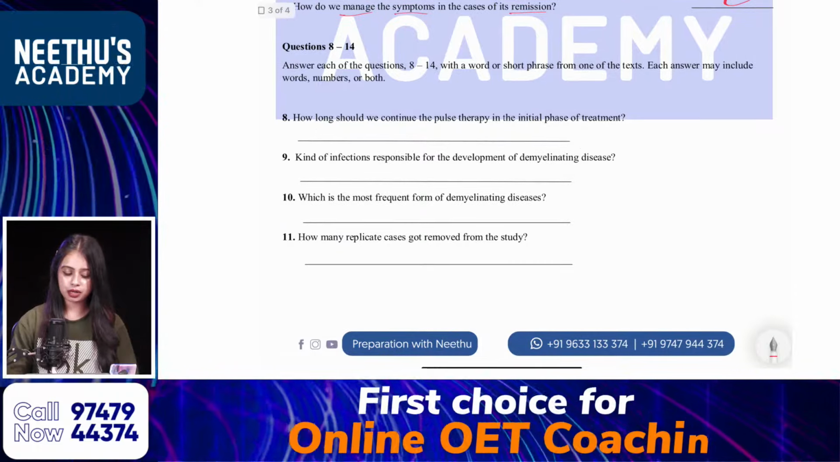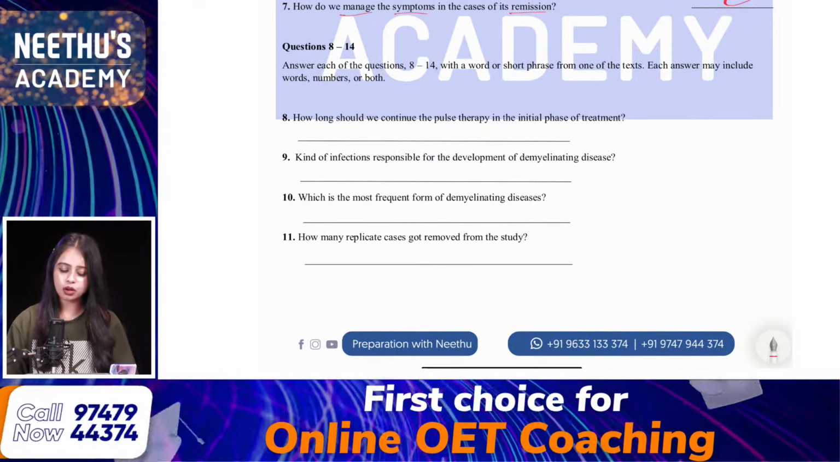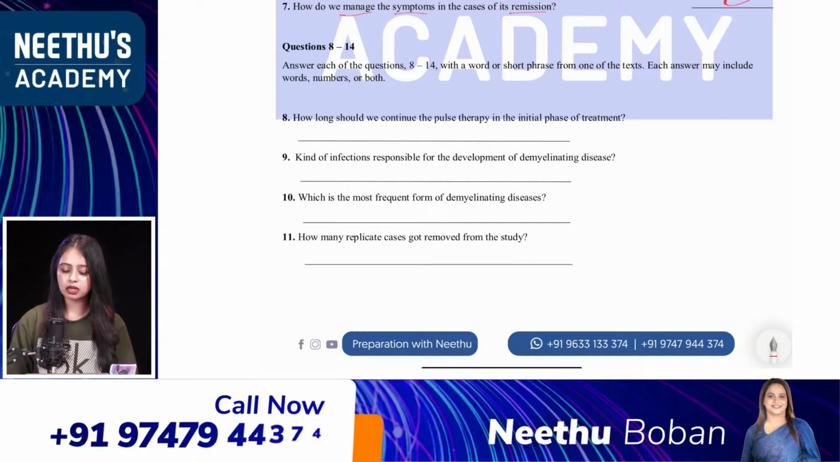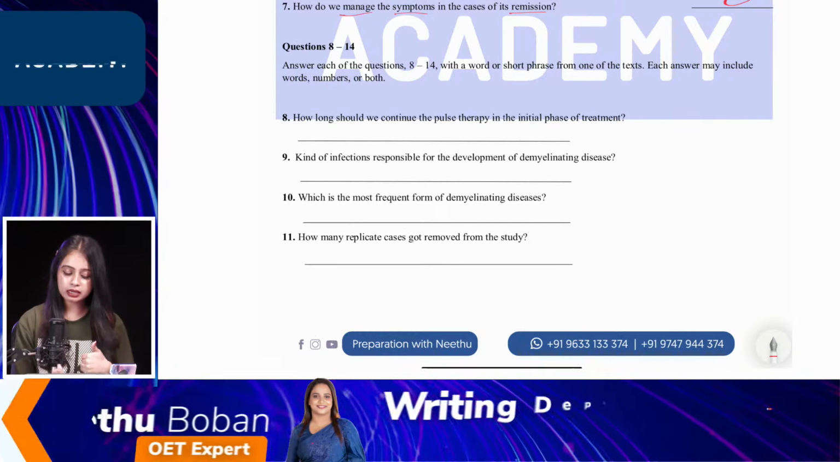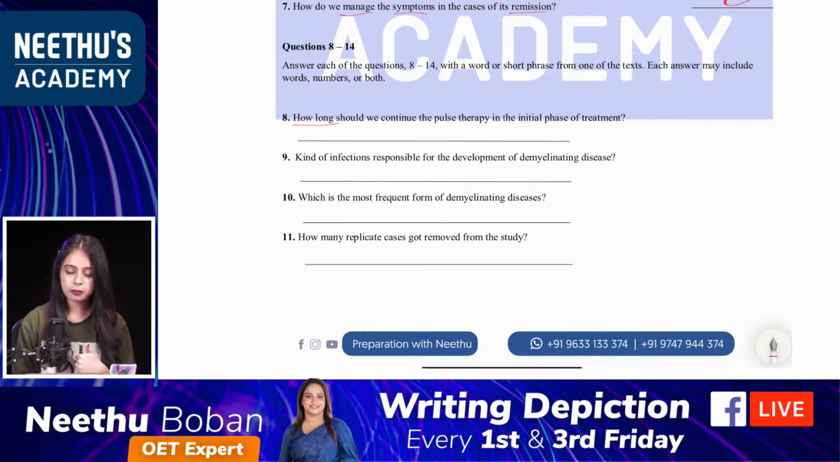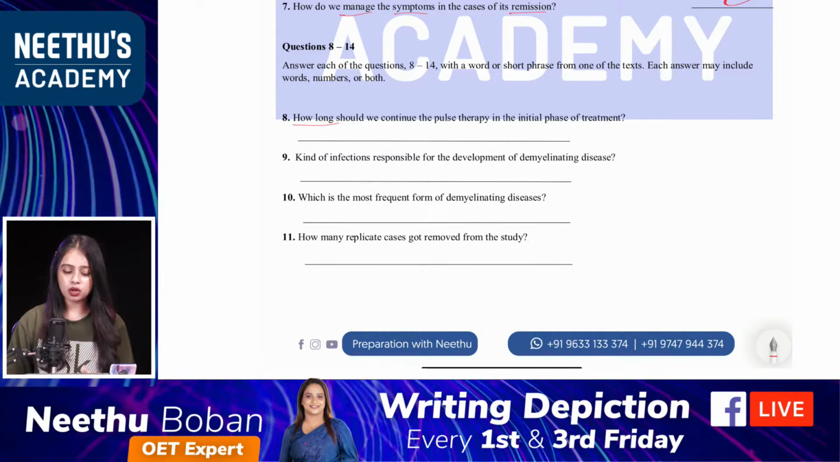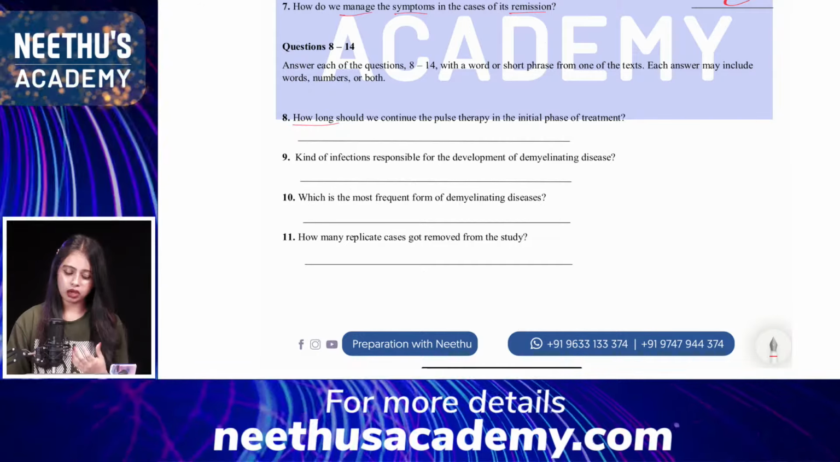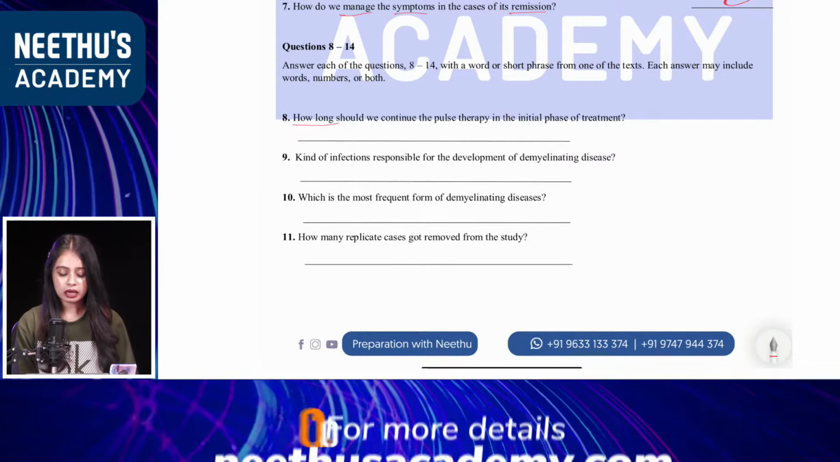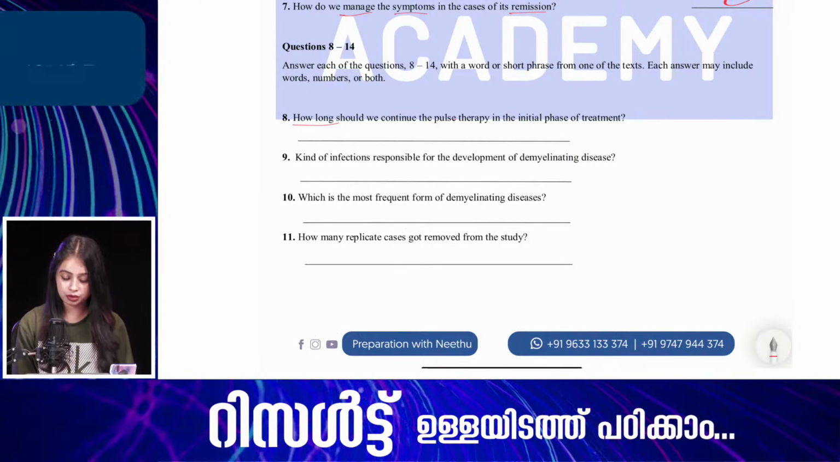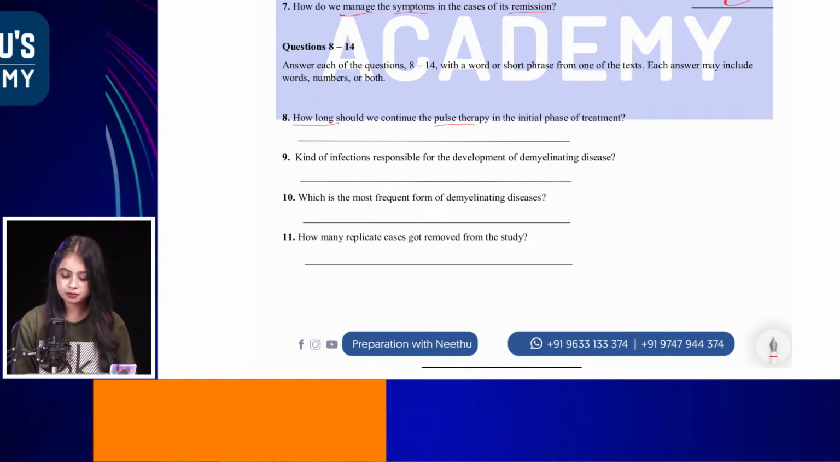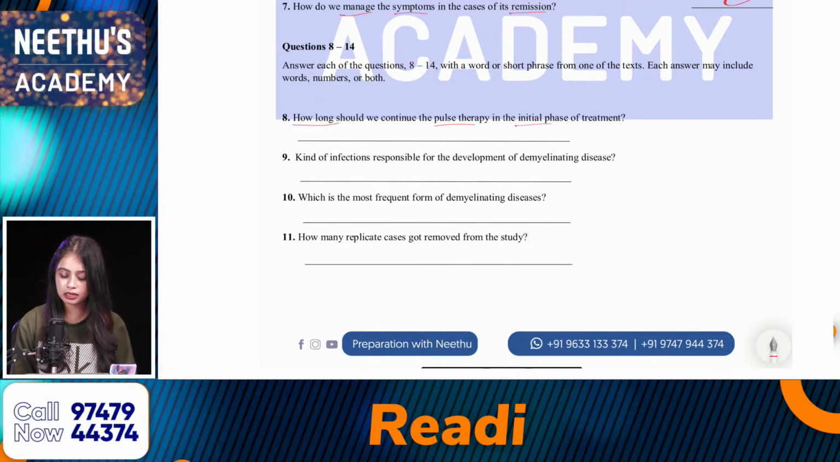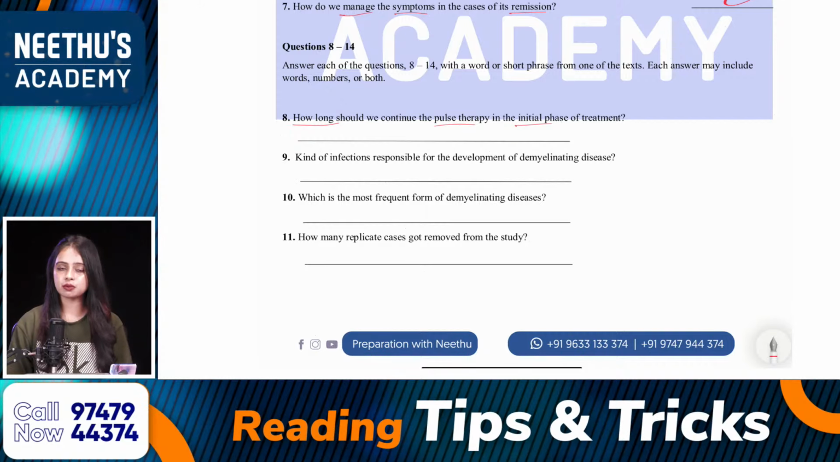Then 8 to 14, so I'm jumping to the next one. How long should we continue the pulse therapy in the initial phase of treatment? So my keywords, how long. If it is how long, that means the duration they are asking about. How long, duration. Continue, I'm not marking continue. Pulse therapy, I'm marking. Then I'm marking initial. So these are my keywords from the question.